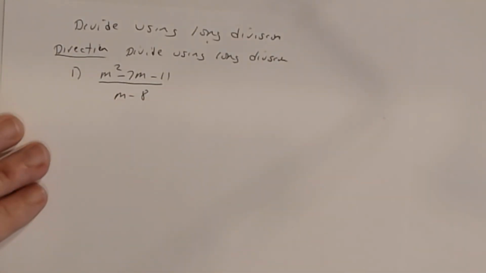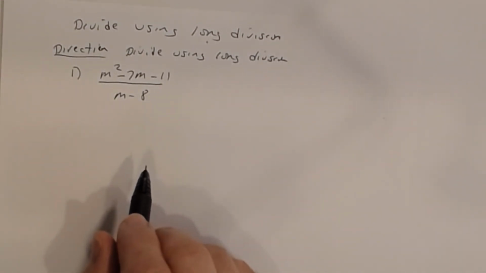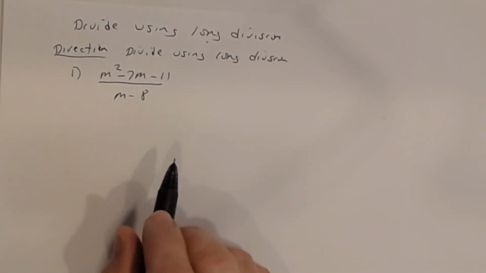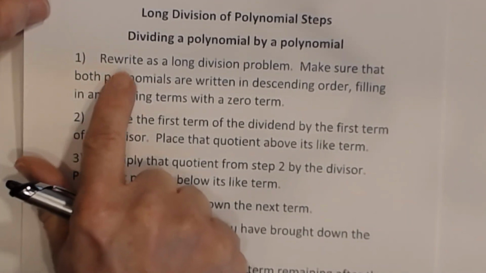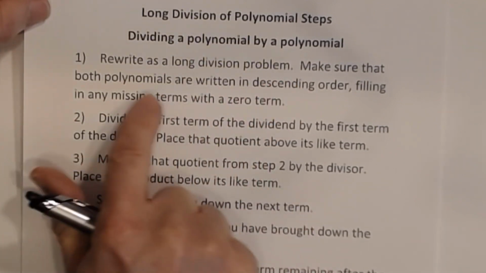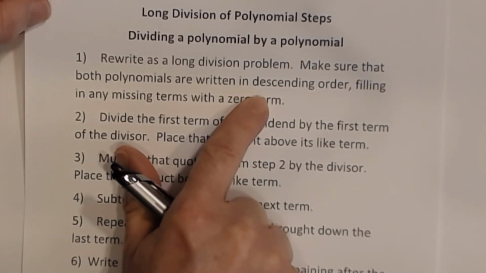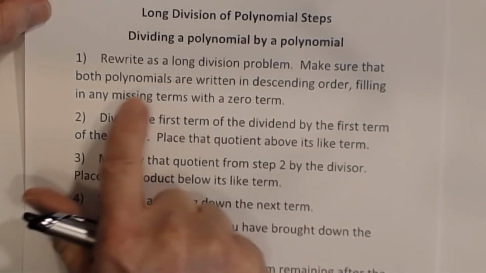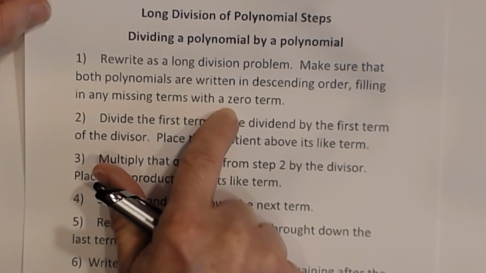Here's how you're going to do this. You're going to use long division. Now here are the steps. First thing you always have to do is make sure that both polynomials are written in descending order, and then fill in any missing terms with a zero term.